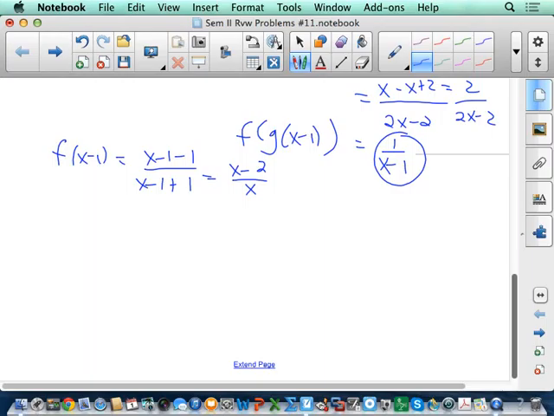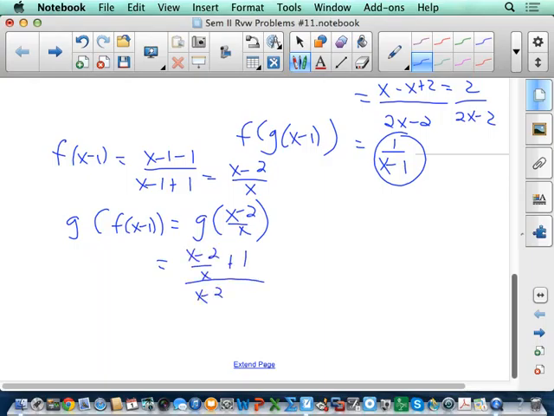Now we want to find g of f of x minus 1. So that's g of x minus 2 over x. Good thinking. Okay, so what's g of x minus 2 over x? It's x minus 2 over x plus 1 over x minus 2 over x minus 1.